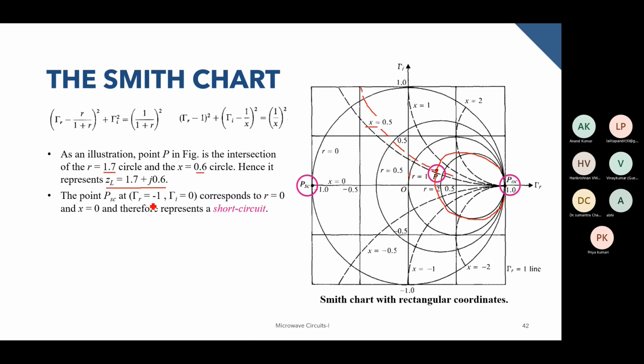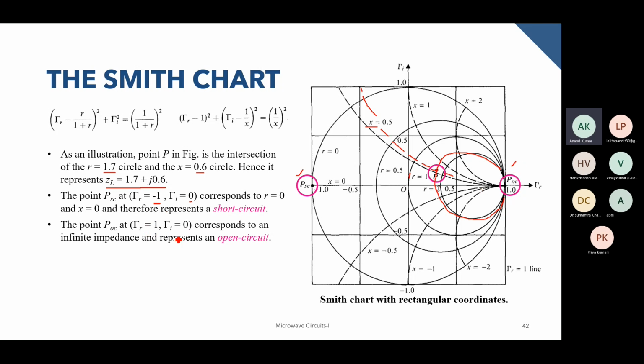And now, similarly, if you look at this particular important point over here, this is PSC, where gamma R is equal to -1 and gamma I is equal to 0. So this particular point represents a short circuit because, as you know, the reflection coefficient becomes -1 when you have a short circuit, and similarly, if you have an open circuit, the reflection coefficient will become 1. So this point over here refers to an open circuit.